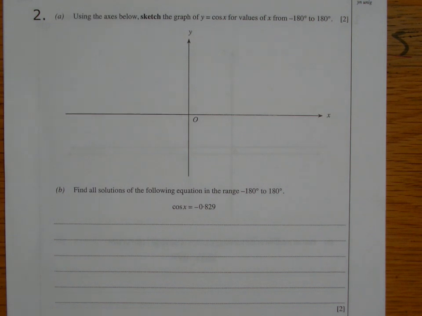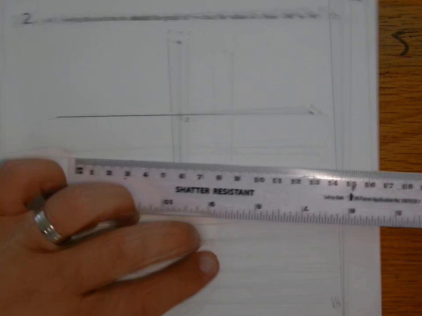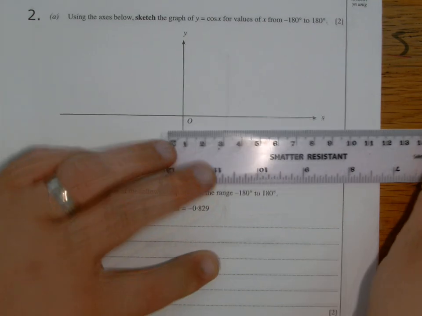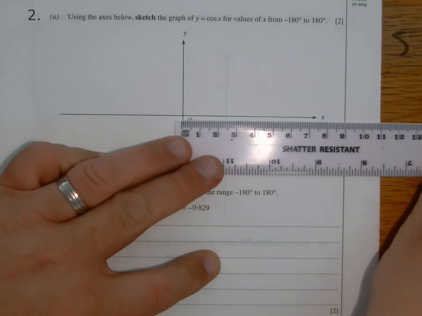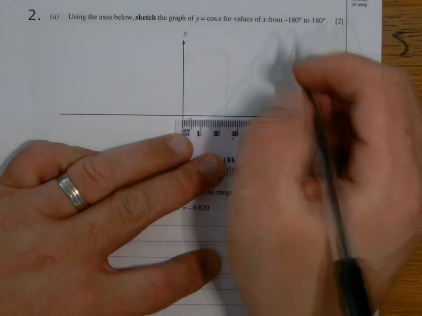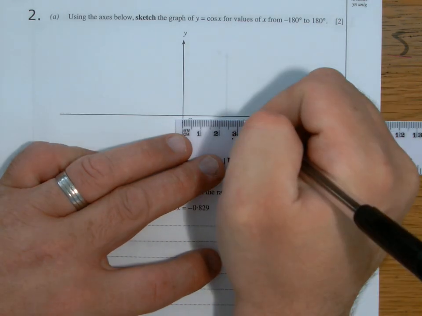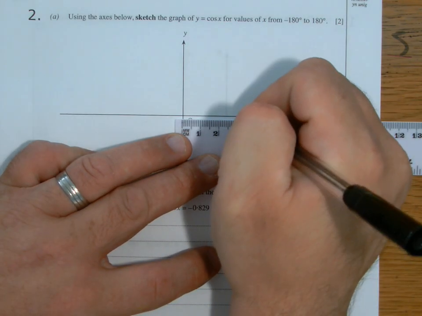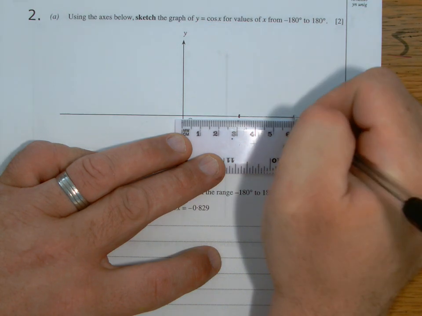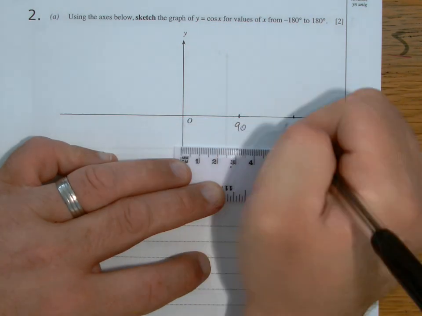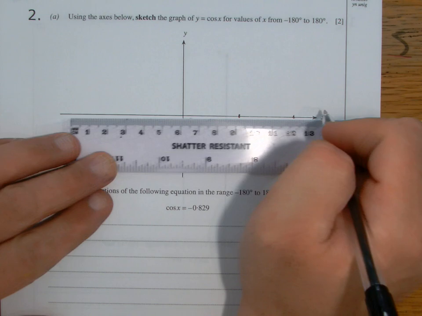Using the axes below, sketch the graph of y equals cos x for values of minus 180 to 180. So we need to go across here to 180. Remember, we go in steps of 90. So I can do 3 centimeters to represent 90 and another 3 centimeters to represent 180. And the same then we go backwards.